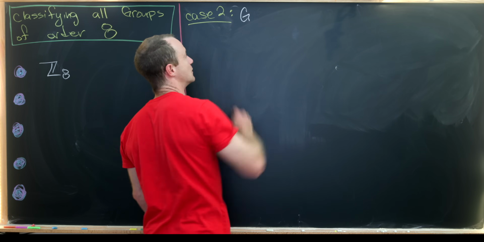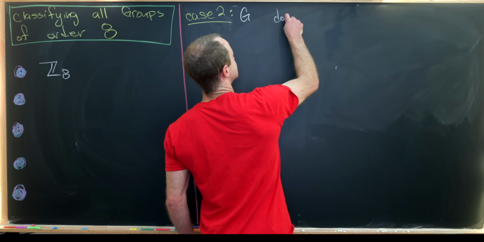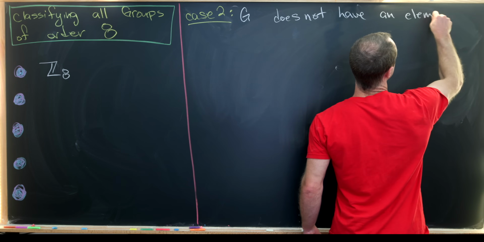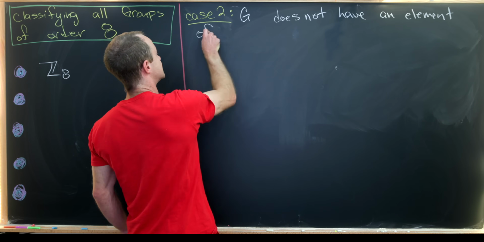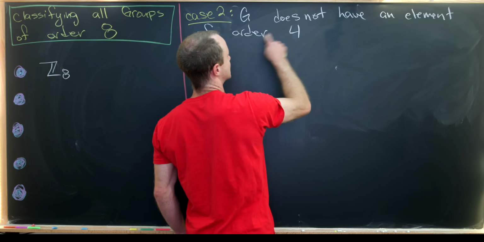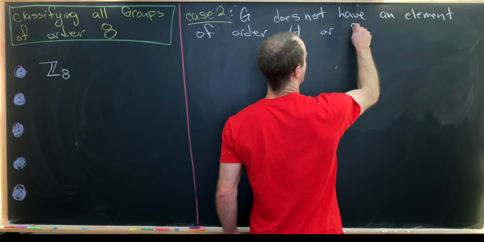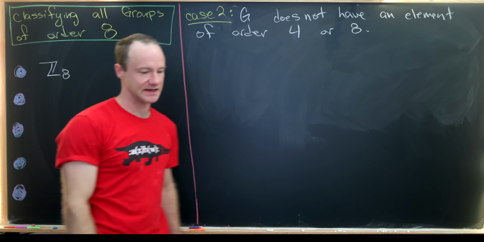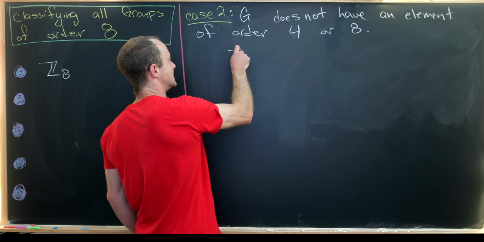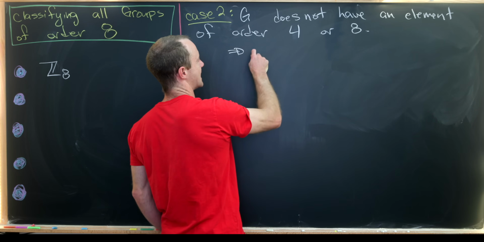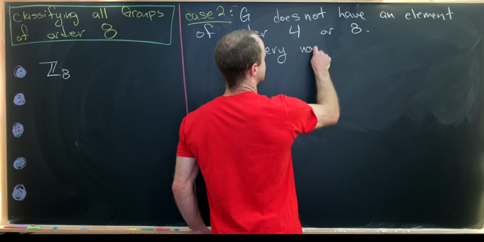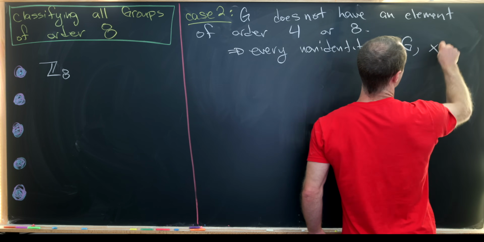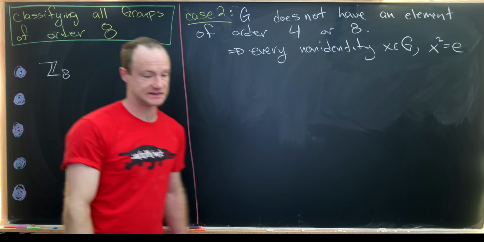The second case will be that G does not have an element of order 8 or 4. So I'll say element of order 4 or 8. This is maybe the next simplest case after this case right here, Z8. That means every non-identity element has order 2. So let's write that down. Every non-identity x in G has order 2. That means x squared is equal to the identity.